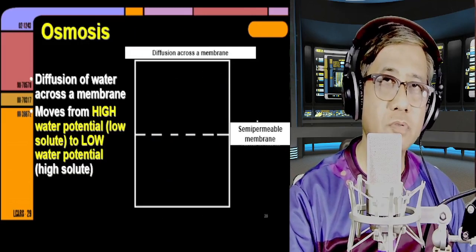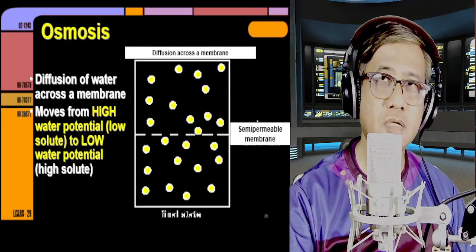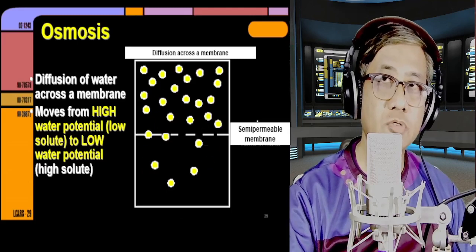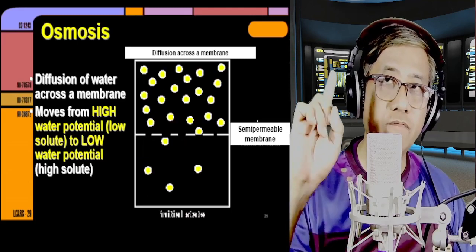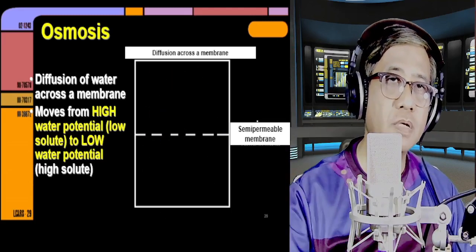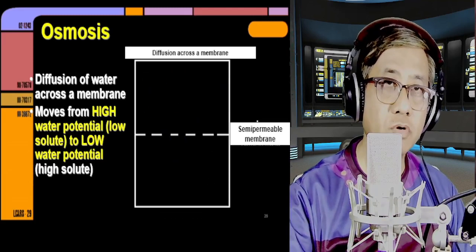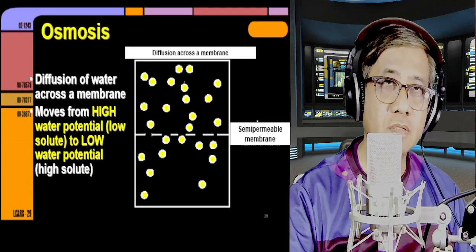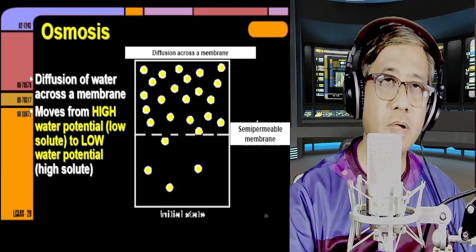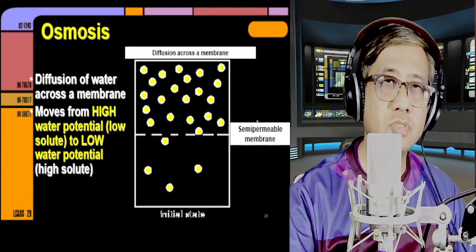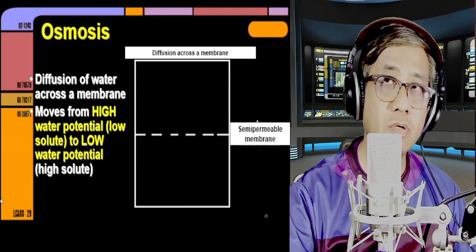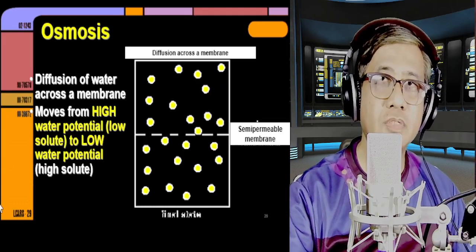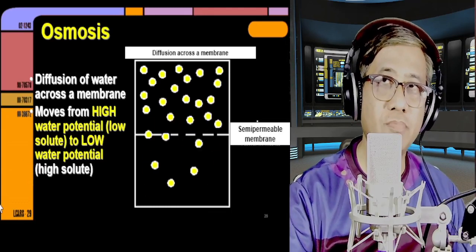Now what about osmosis? Osmosis is a special type of diffusion. Now this is diffusion of water. Take note, diffusion of water across a semi-permeable membrane. And molecules move just like in simple diffusion, from a region of high concentration to a region of low concentration. But here we only focus on the diffusion of water across a semi-permeable membrane.